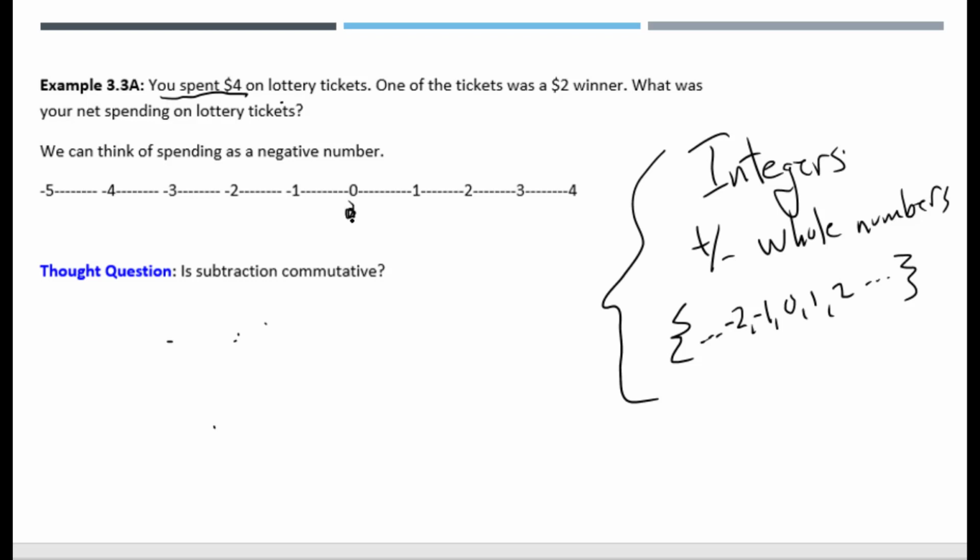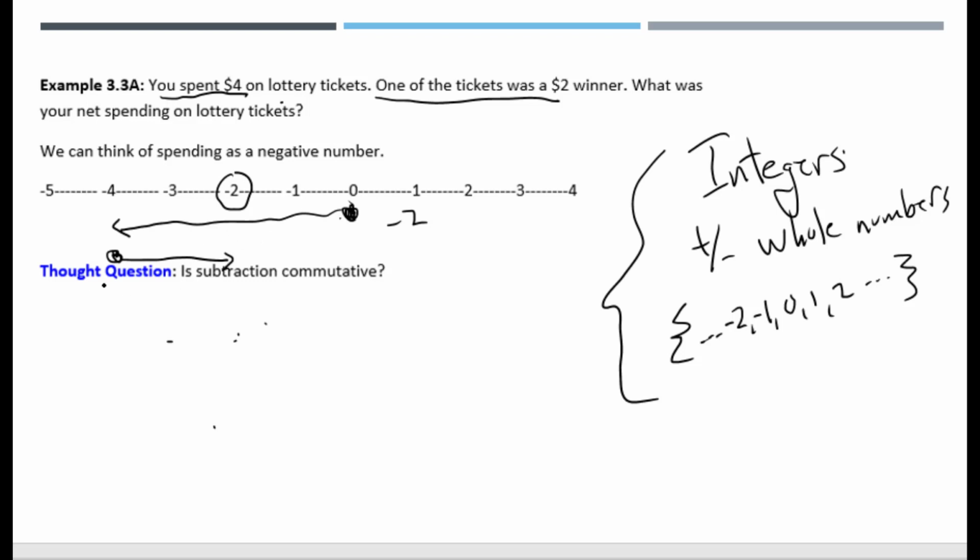So I spent $4. I start at 0, and I'm going to go to a negative 4. One of the tickets was a $2 winner. So I'm going to go from where I am, negative 4, and go back 2. So I go to the left for negatives and to the right for positives. What was the net spending? Well, I wound up at negative 2.